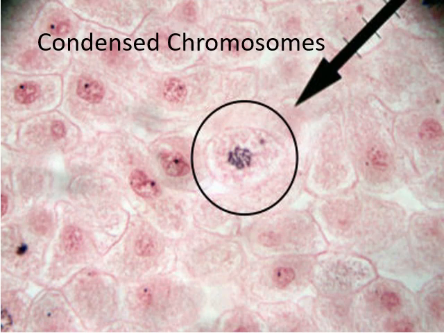When the cell is ready to divide, the chromatin is condensed into chromosomes, which can be stained and seen through the light microscope. The condensing of the chromatin into compact chromosomes makes it easier to transport the genetic material from the parent cell to the offspring cells.